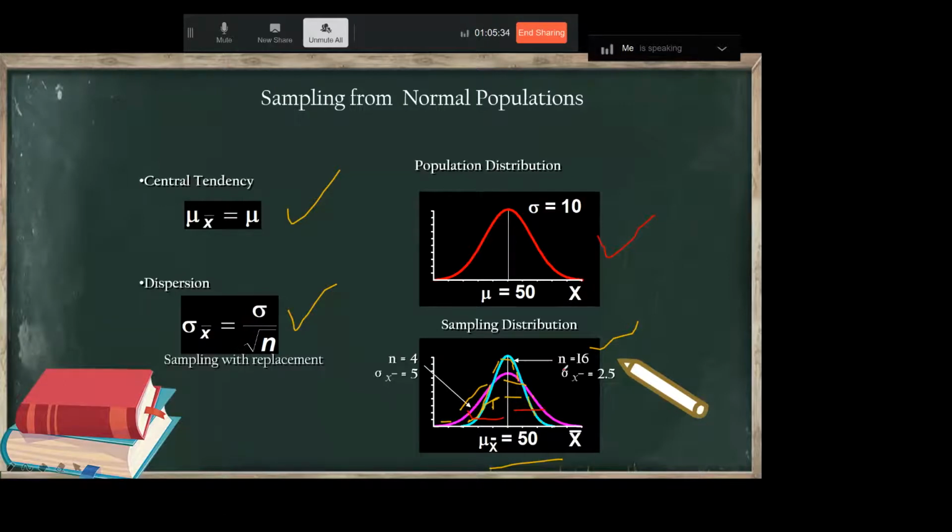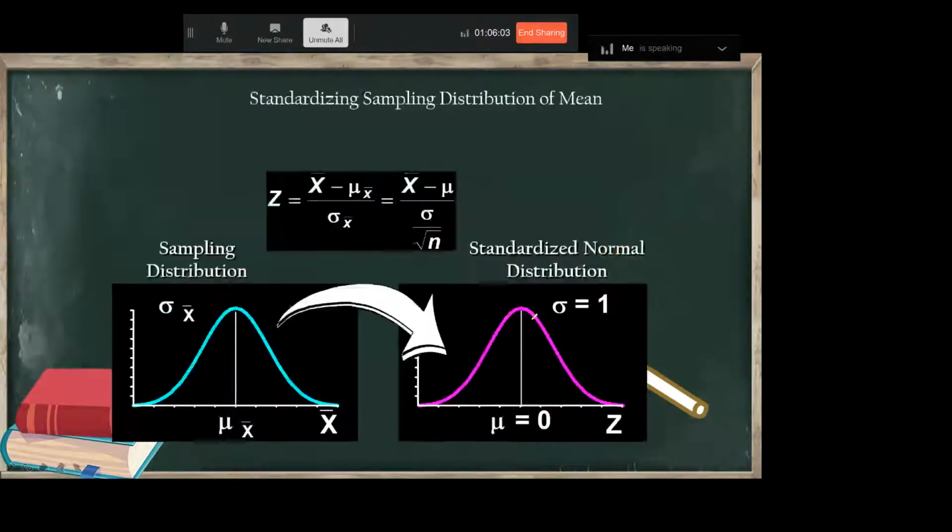If you increase n, this sigma x bar of the sample mean will be lower, and it will become more and more normal with the mean. It becomes closer and closer to the population mean. This is how we convert into a standardized normal distribution. Now let's see an example. This is a standard normal distribution, which we have already talked about. So the sampling distribution will be the standardized normal distribution with sigma 1 and mu 0.